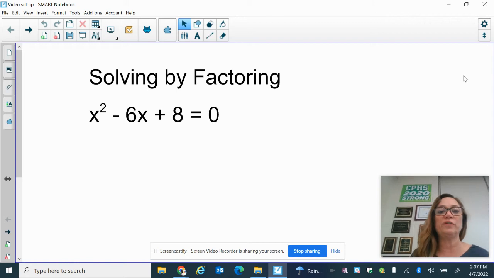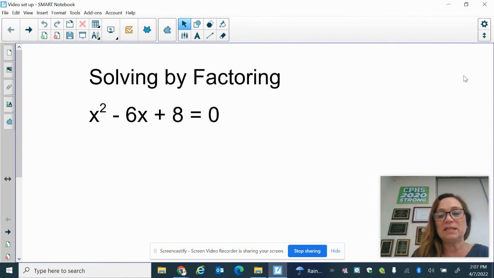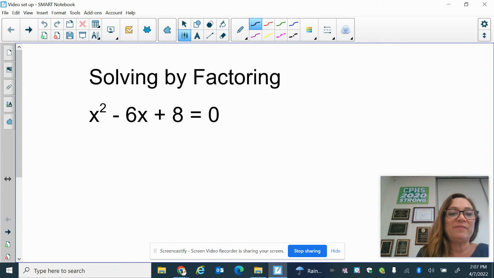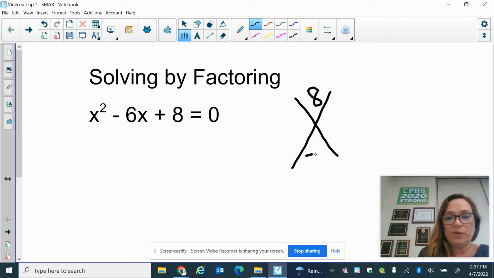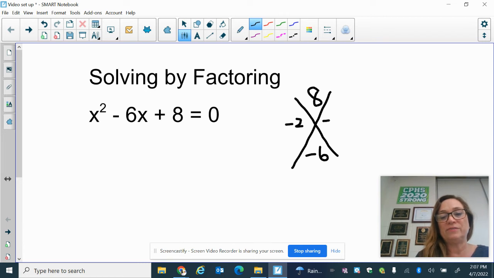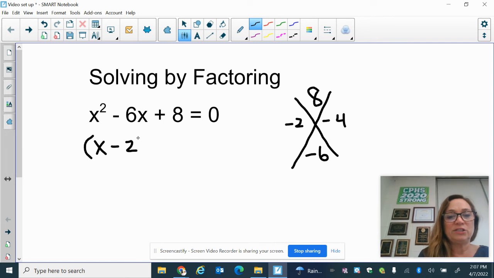Guys, I'm going to review all the different ways to solve a quadratic equation. So the first way is to solve by factoring. So I'm going to take this 8 and I'm looking for two factors of 8 that would give me a sum of -6. I'm going to use -2 and -4. So I would say x minus 2 in parentheses and x minus 4 in parentheses.